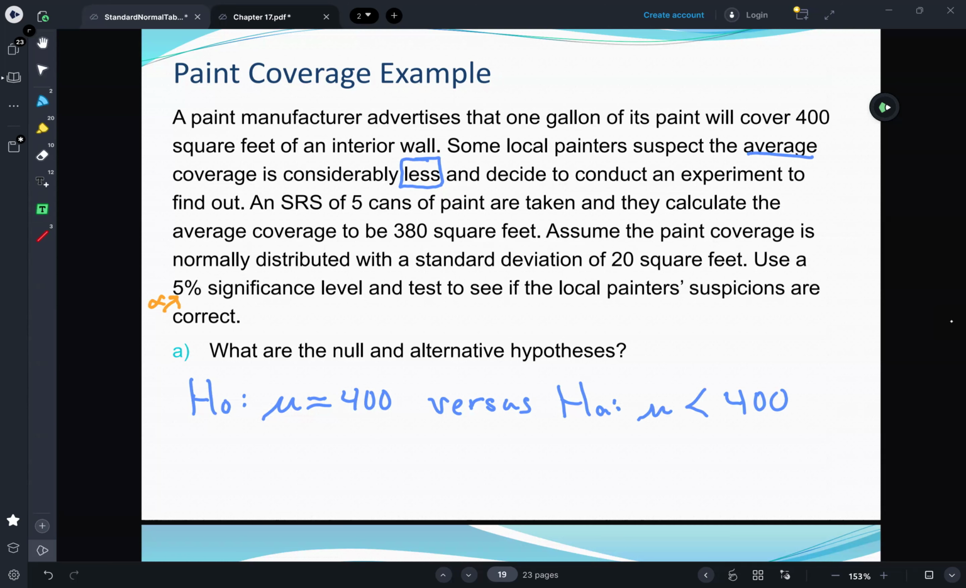Make sure the same number goes here. It doesn't change. Don't change the story. You want to keep it equal to 400 and then it contradicts that 400. All you're changing is the sign here. The mu and the 400 stay. You're just changing the equal sign to less than, greater than, or does not equal. Based on this example, it's less. So we're going to test if it's less than 400 square feet because they think the gallon's covering less square footage.